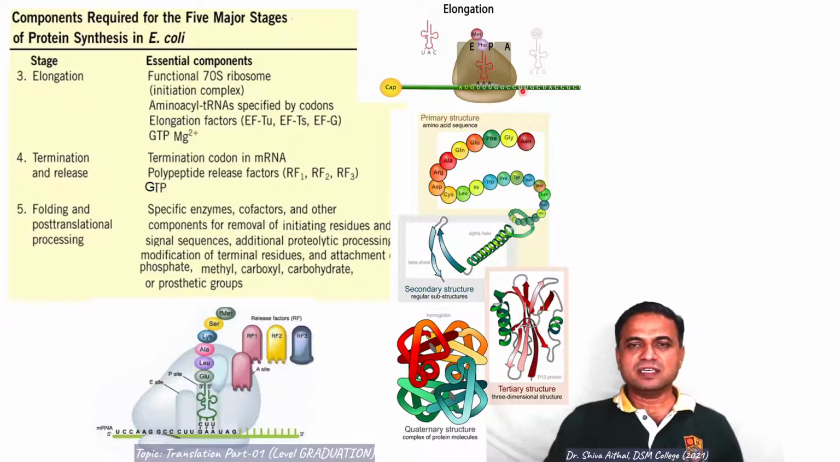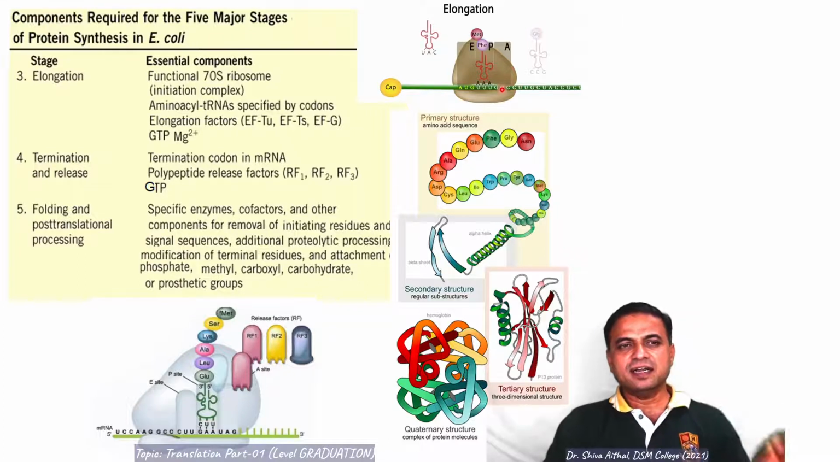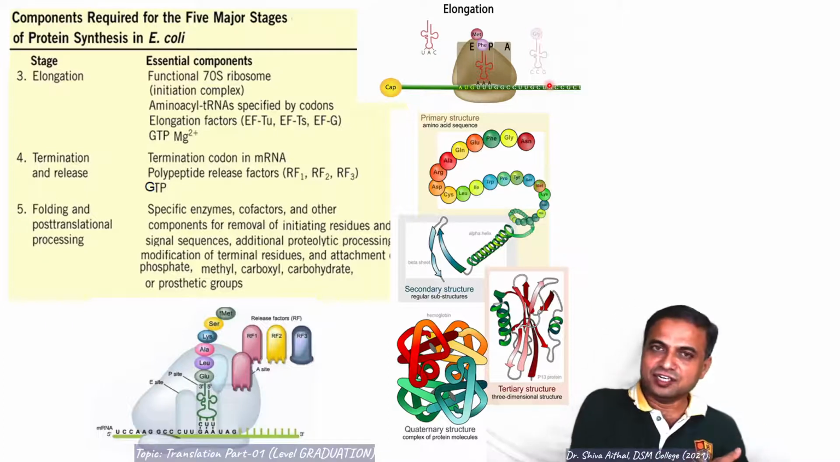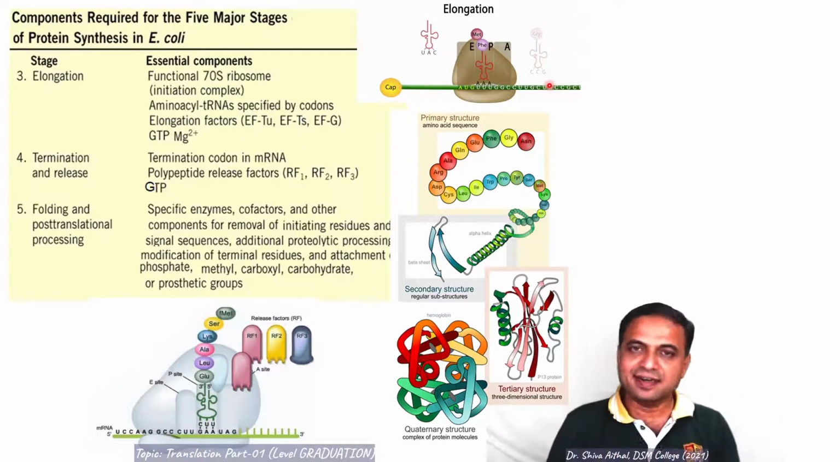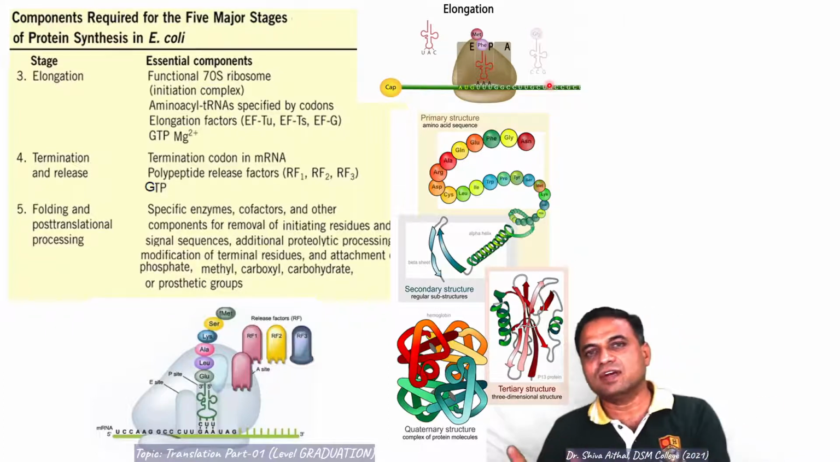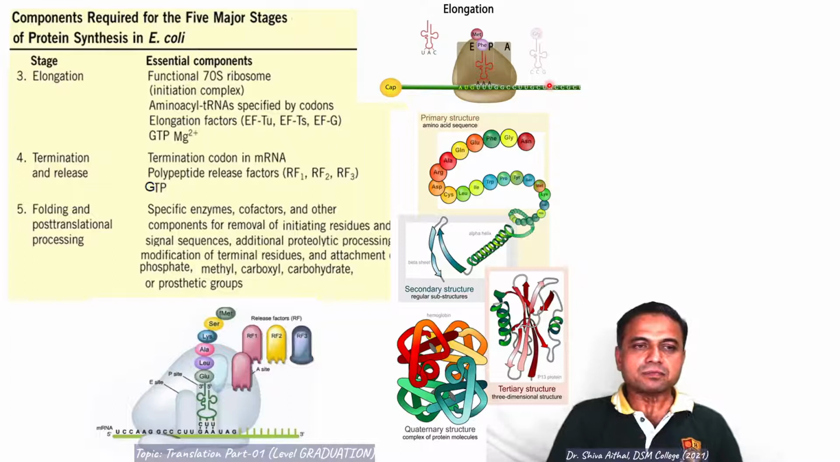Here a functional 70S ribosome is needed, an initiation complex is needed, and amino acid tRNAs specified by codons are needed. Just as initiation factors are needed in initiation, elongation factors are needed in elongation. These are elongation factor Tu, elongation factor Ts, and elongation factor G. You can call them elongation factor 1, elongation factor 2, elongation factor 3.